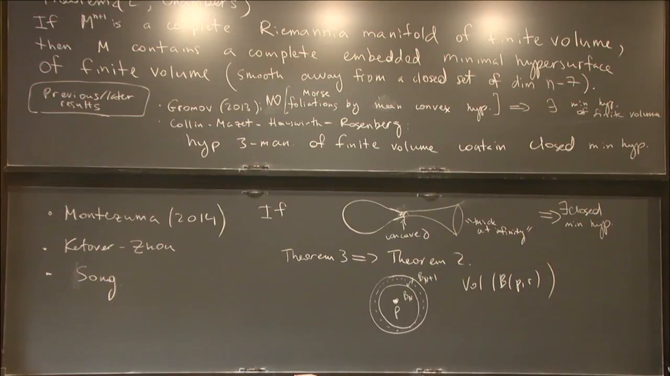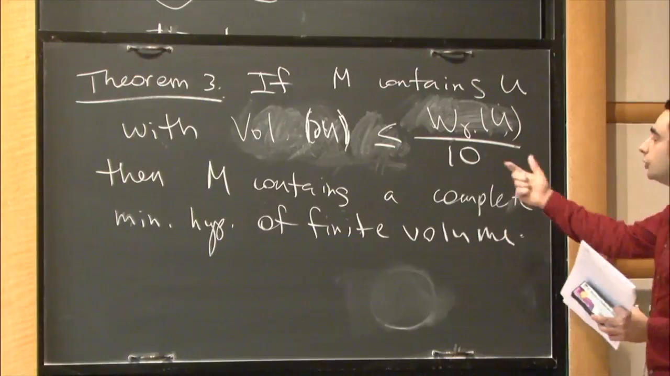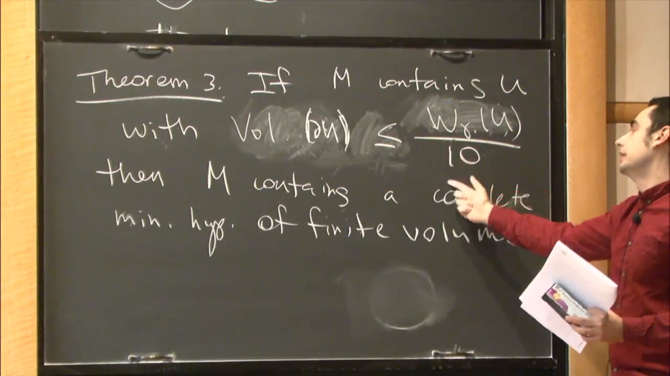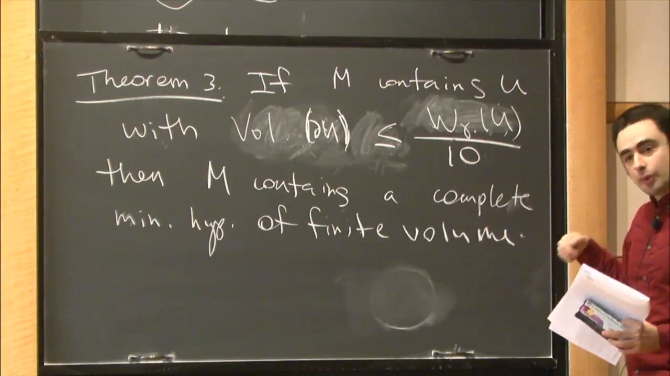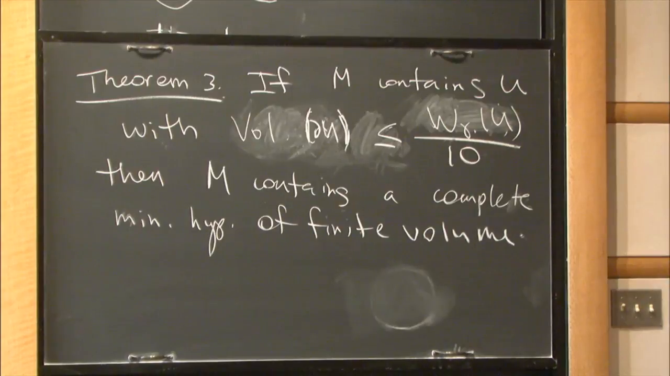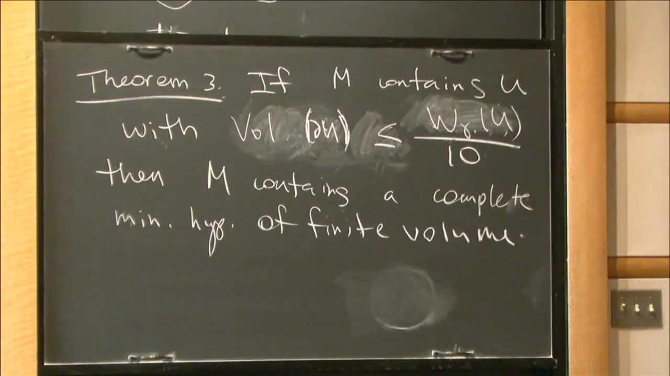This 10 here is not optimal. One can do a little bit more careful estimate in various places in our paper and get it down to 3, or maybe if you push even more, maybe you can get it down to 2. And conjecturally, I would think that one can get it down all the way to 1.